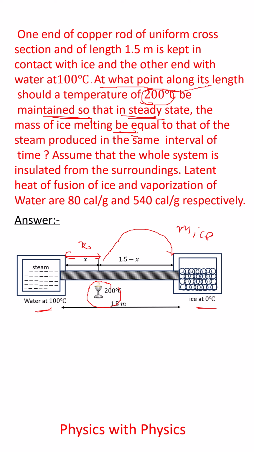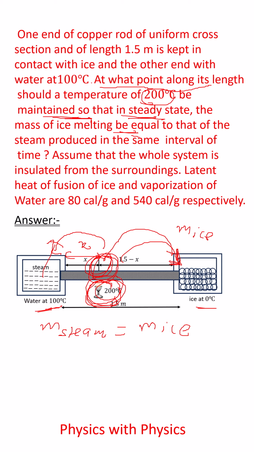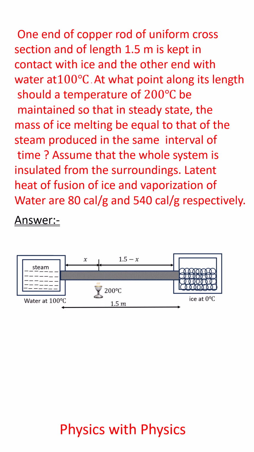When heat energy passes from this point to this point, water at 100 degrees Celsius changes to steam. The question asks in which case the mass of steam becomes equal to the mass of ice. Now let's find the heat energy flowing from this 200 degrees Celsius to ice, melting ice, and also find the heat energy flowing to water at 100 degrees Celsius from this midpoint to this, and let's equate these two equations and we get the required answer.